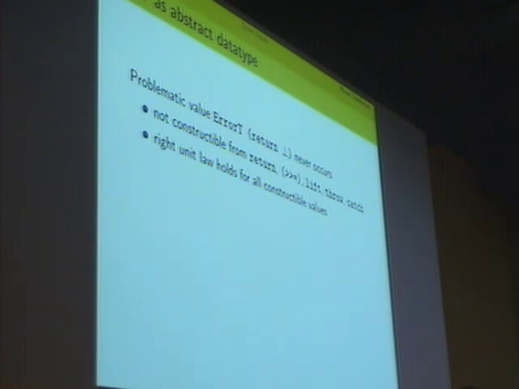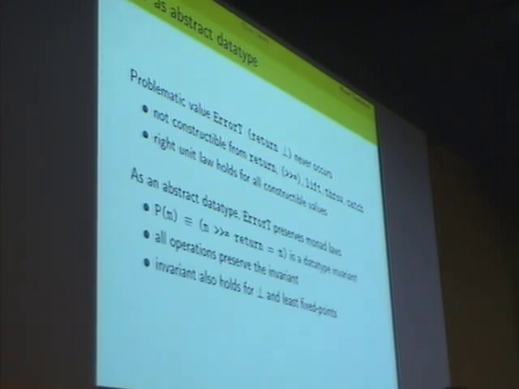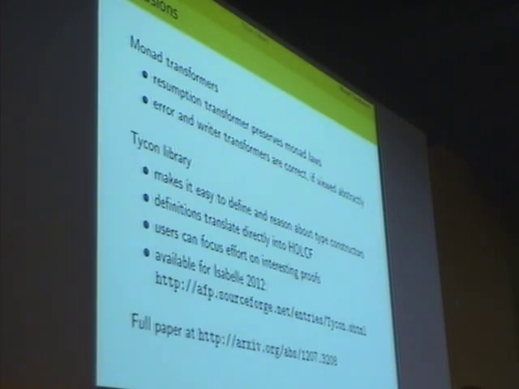But it turns out that problematic value is actually impossible to construct using any of the functions exported by the module. And you can show that for all constructible values, the right unit law does hold. So you can view error T as an abstract data type where you have a data type invariant, which is simply the right unit law, and all operations preserve the invariant. And we also need to check that recursive definitions preserve the invariant as well.